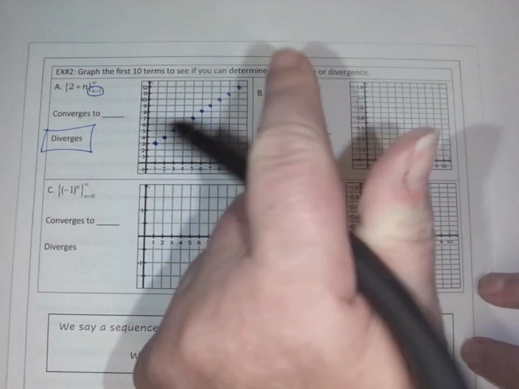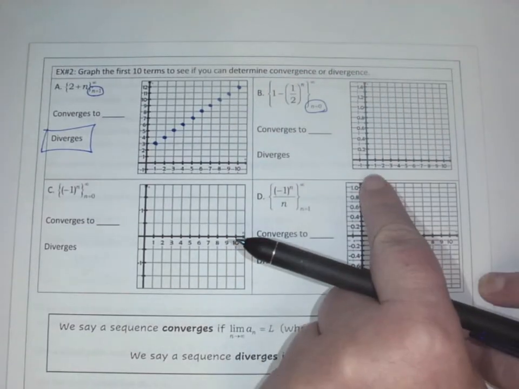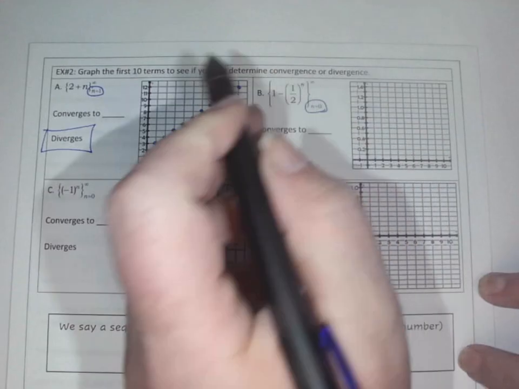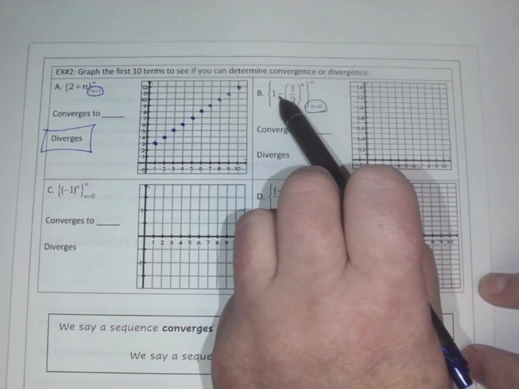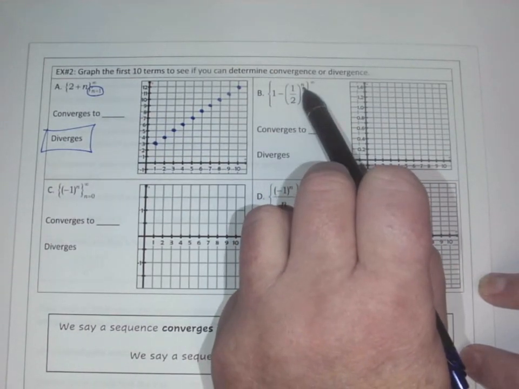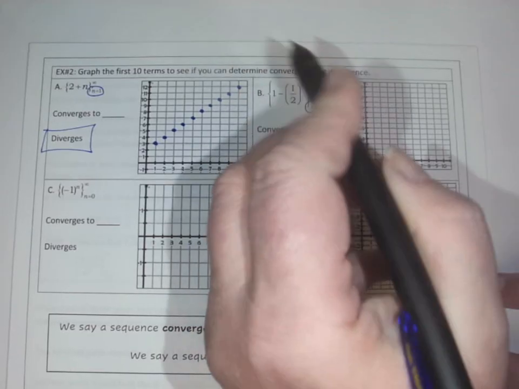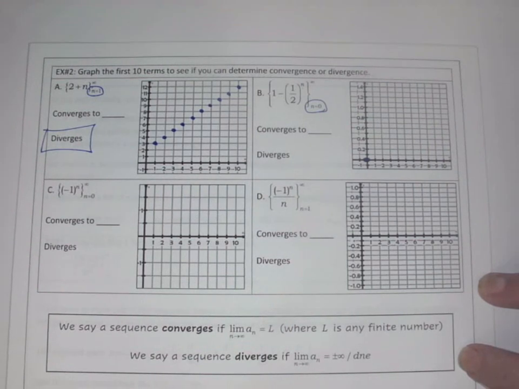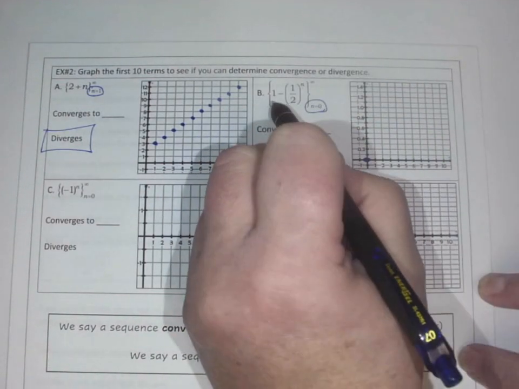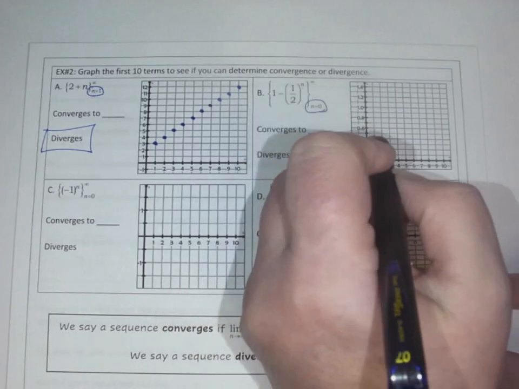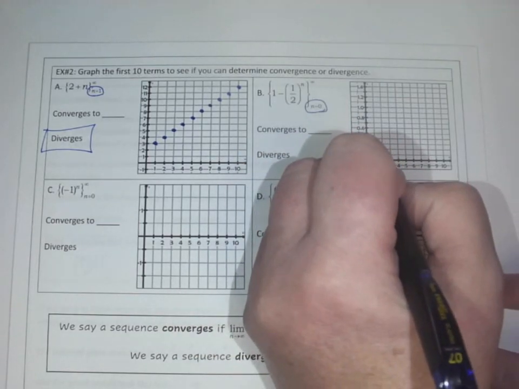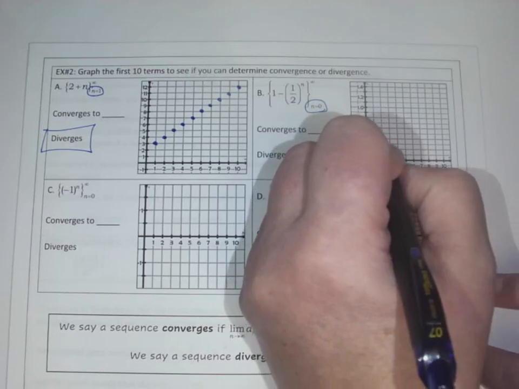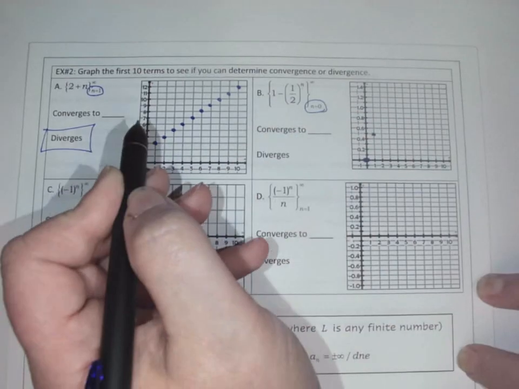Okay, if we look at this guy, now our starting number is 0, so we're going to actually put our first dot on the y-axis. If we plug in 0, we're going to have 1 minus 1/2 to the 0 power, which is 1. So 1 minus 1 is going to be 0. If we let n be 1, we're going to have 1 minus 1/2, which is 1/2. So that would be 0.5, wherever that is. There we go.